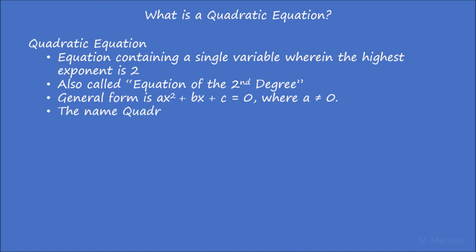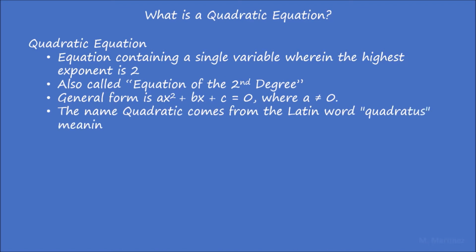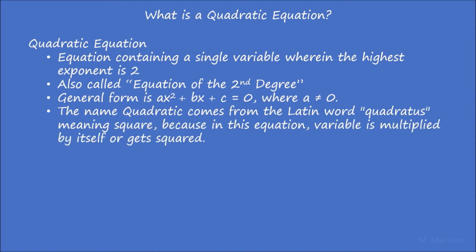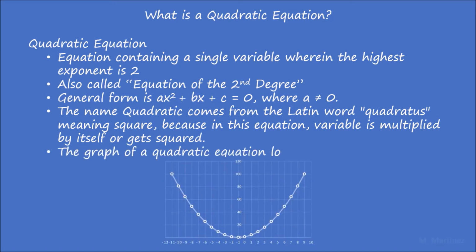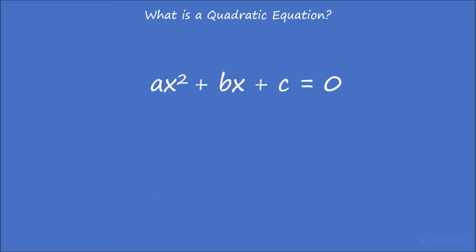The name quadratic comes from the Latin word quadratus, which means square, because in this equation, the variable is multiplied by itself or gets squared. The graph of a quadratic equation looks like this. Let's evaluate the structure of a quadratic equation.